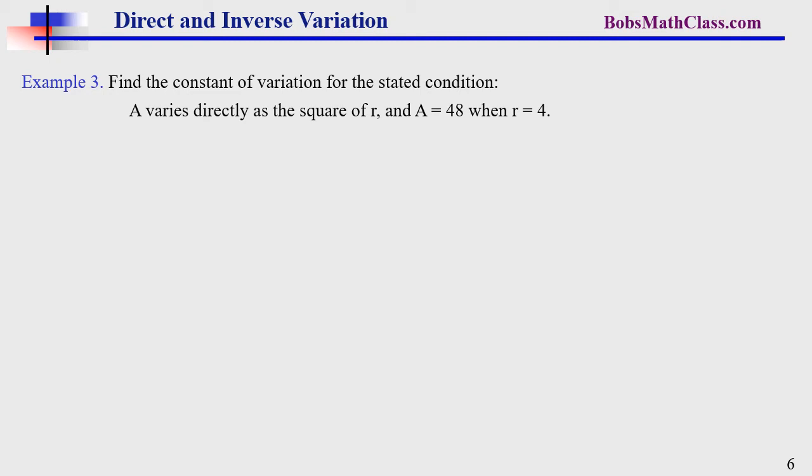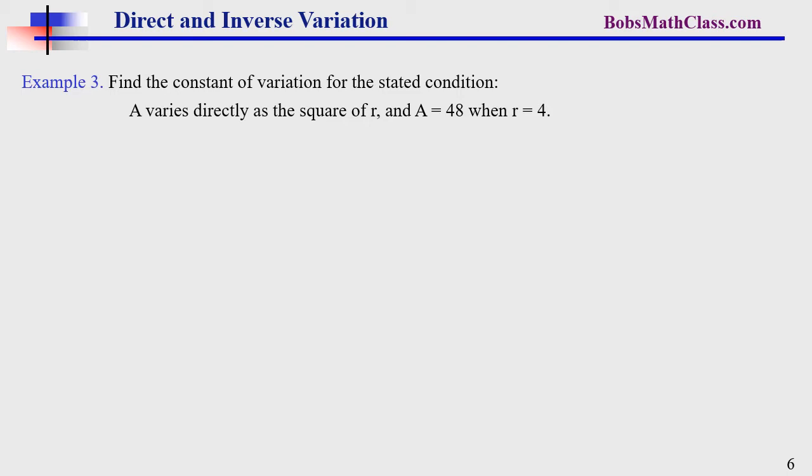All right, this one's a little bit different. This time it says to find the constant of variation for the stated condition. So we actually want to find out what k is equal to. That means they're going to give us some numbers so we can do that. So A varies directly as the square of R. And they give us two values, A is 48 and R is 4.